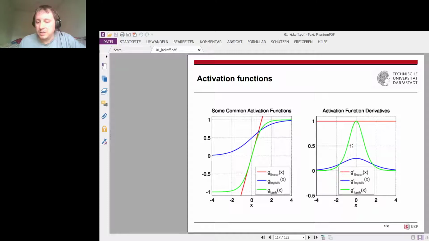And here you see the difference between logistic and tanh. What you can see here is that the logistic, that's the sigmoid function, has much lower gradients compared to the tanh. That's what makes tanh empirically better.